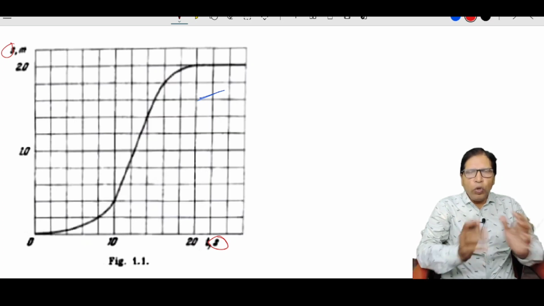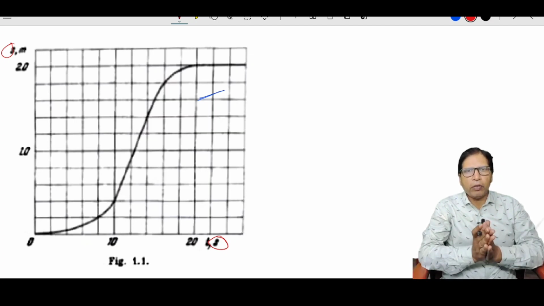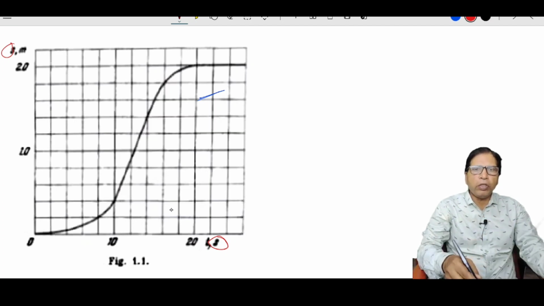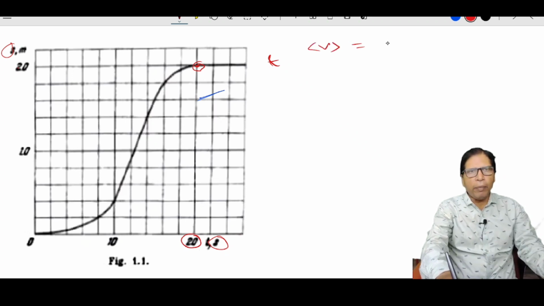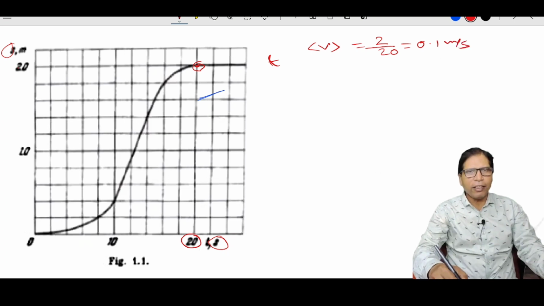So we have to calculate the average velocity. Average velocity for the time interval of 20 seconds, t is equal to 20. In 20 seconds, the distance traveled is 2 meter. So average velocity v equals distance by time. Distance is 2 meter, time is 20 seconds, so 0.1 meter per second is the average velocity.